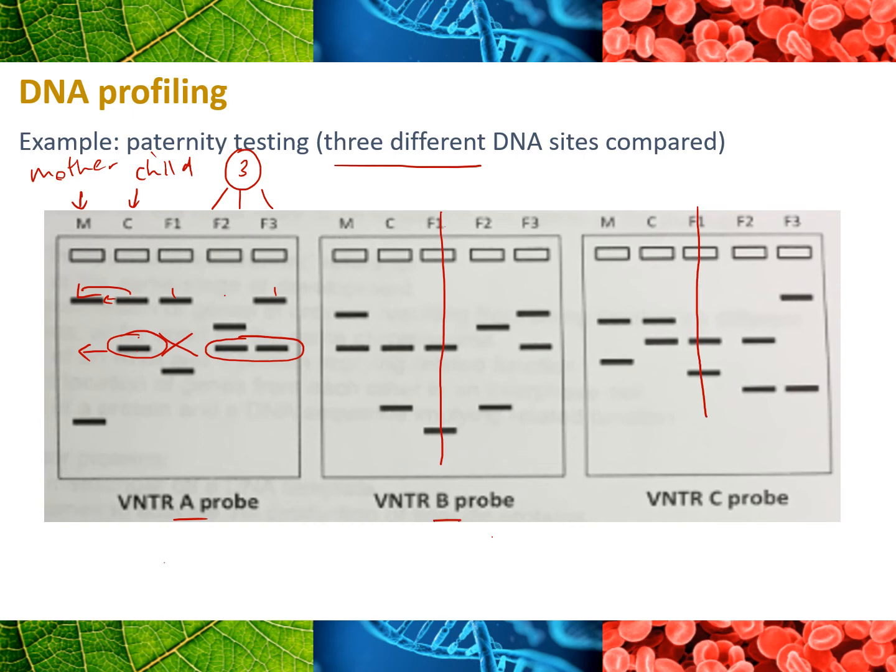We'll move on to site B. This allele here, again, this could have come from the mum. We've gotten rid of father 1 at this point. We'll move down to this allele. Okay, there's no match for the mum here, so we are looking at this allele. At this point, the only match for that is father 2. Father 3 and father 1 don't have alleles that match that particular one. So we're thinking it's father 2, but we'll just double check using the last probe.